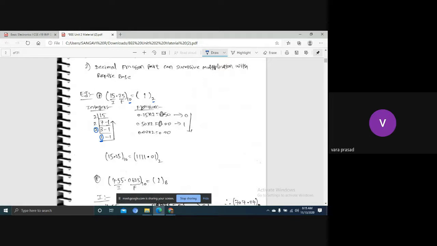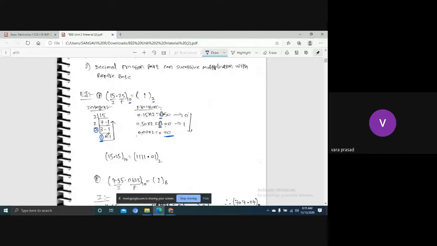For the fraction, successive multiplication: 0.25 into 2 is equal to 0.50. This 0 you collect here. Then 0.50 into 2 is equal to 1.00. This 1 you collect here. Again we take 0.00, and 0.00 into 2 is 0.00. Here you have to stop.